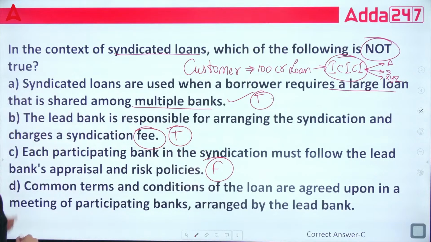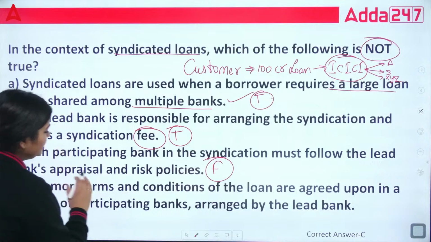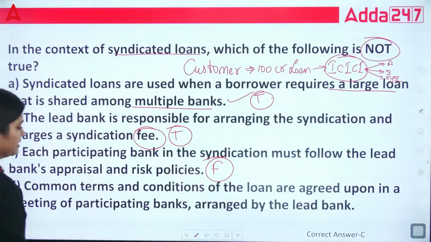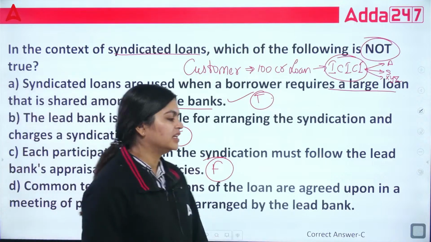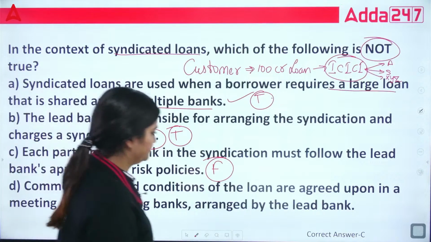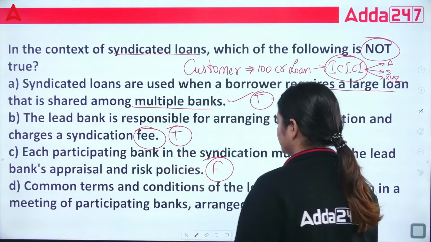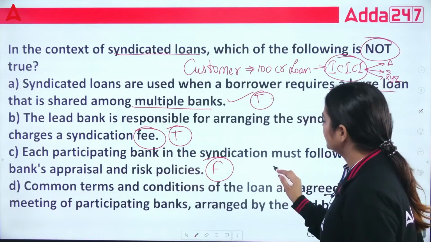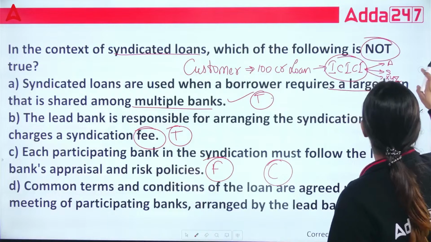Let's see the D also. Common terms and conditions of the loan are agreed upon in a meeting of participating banks arranged by the lead bank. So this is also true. So as per this, your wrong answer is option C.